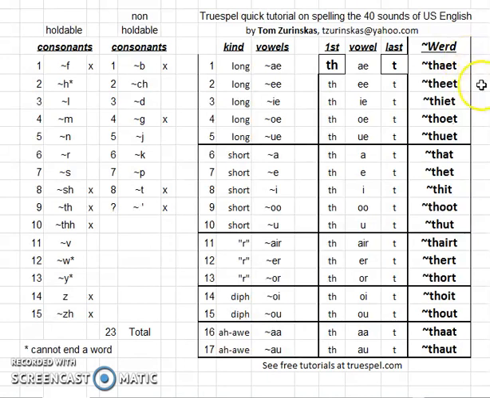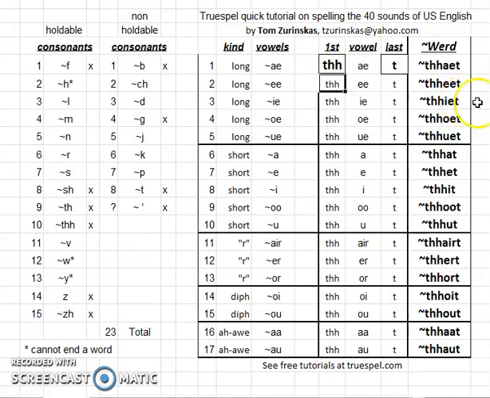And we get thate, theat, thite, thot, thoot, that, thit, thut, thert, thort, thoit, thout, and thought. Now, if we make that the other sound spelled by th, the unvoiced th sound, we get fate, theet, thight, thoat, thoot, fat, thet, thit, thut, fair, thert, thirt, thort, thoit, thout, and thought.